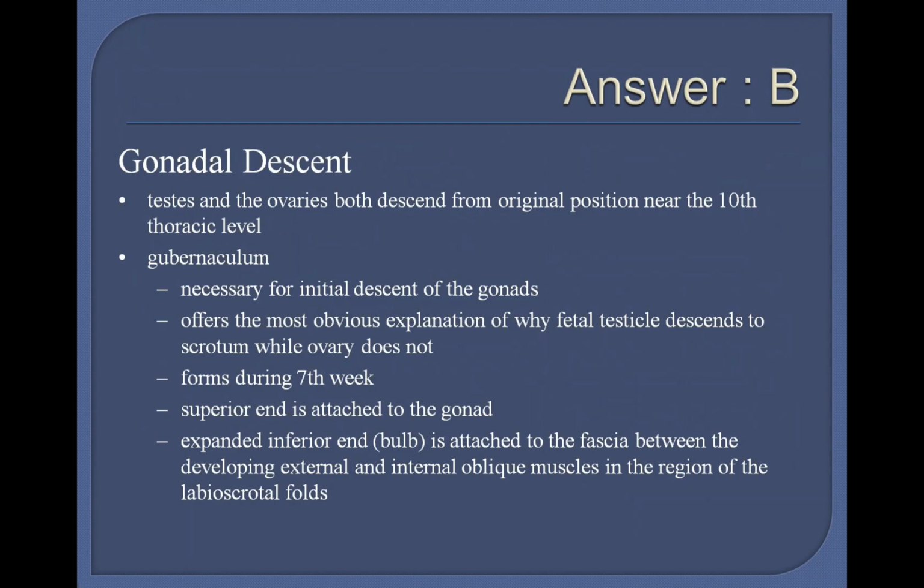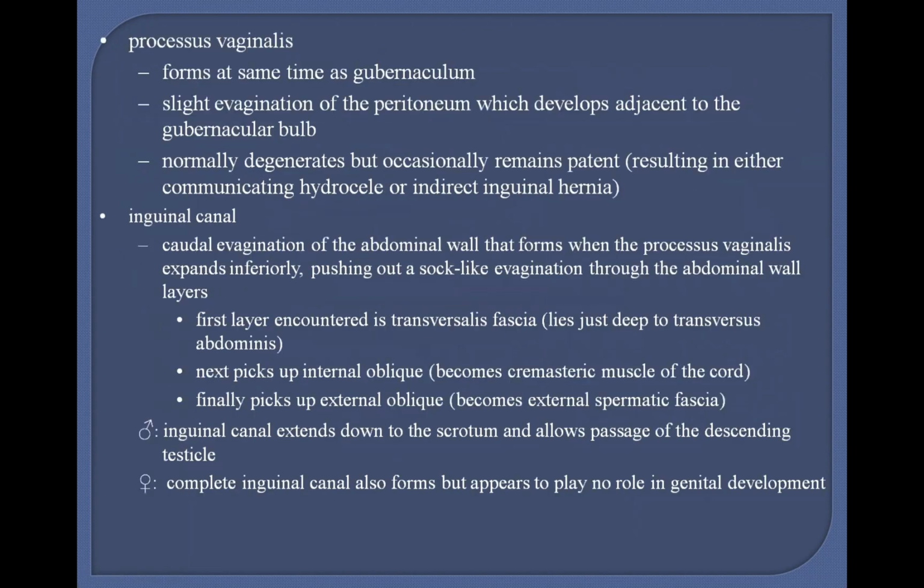In the case of the female, in the next slide, we can see that the processus vaginalis forms at the same time as the gubernaculum, with a slight evagination of the peritoneum developing adjacent to the bulb. Normally it degenerates, but occasionally it may remain patent. This results in some infants having either a communicating hydrocele or an indirect inguinal hernia.